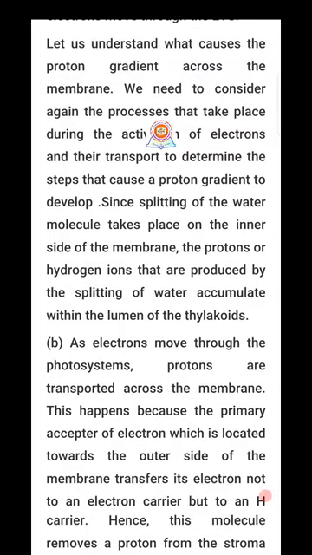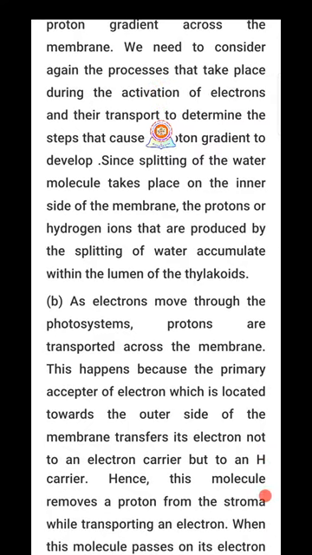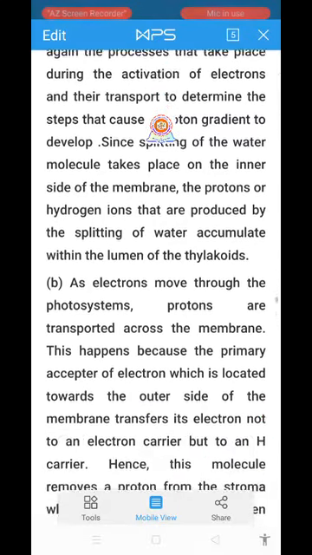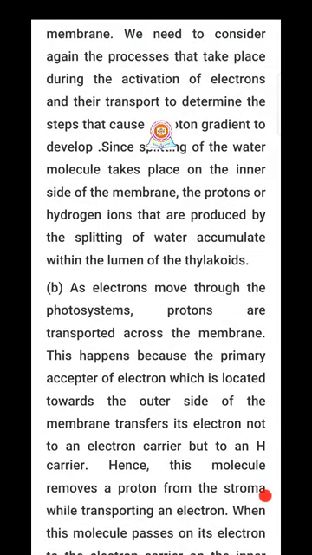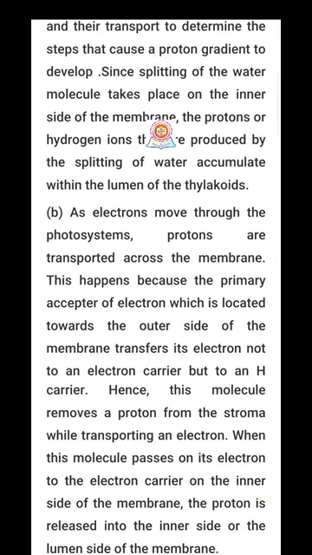As the electrons move through the photosystem, the protons are transported across the membrane. This happens because the primary acceptor of electrons, which is located towards the outer side of the membrane, transfers its electrons not to an electron carrier but to a hydrogen carrier. Hence, this molecule removes protons from the stroma while transporting an electron.